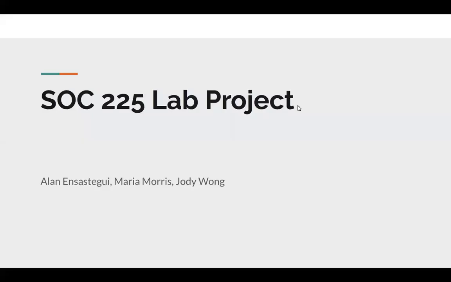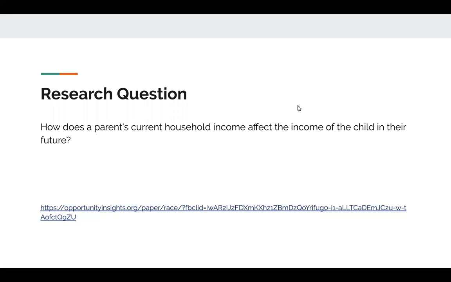So this is our SOC 225 lab project. All right, so our research question deals with how does a parent's current household income affect the income of the child in the future? So our independent variable is the parent's household income, and our dependent variable is the child's income in the future.